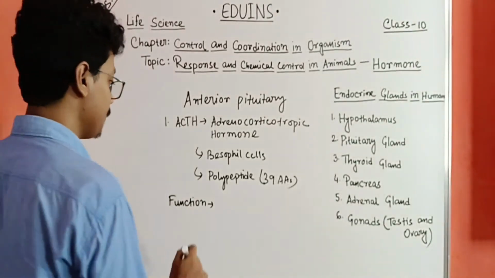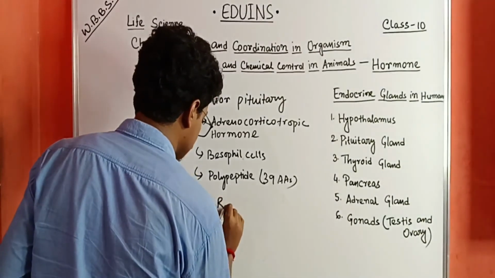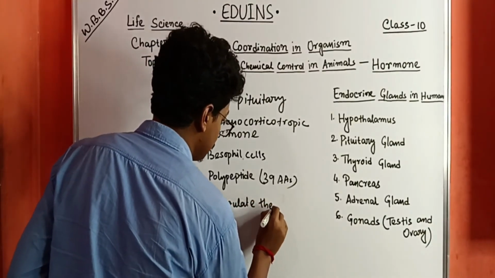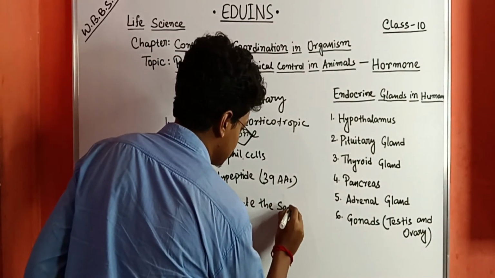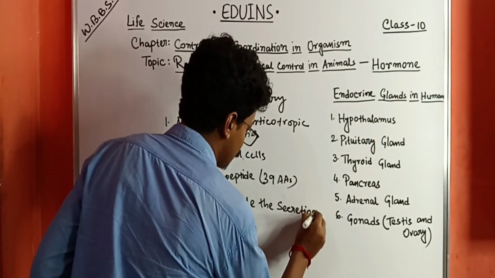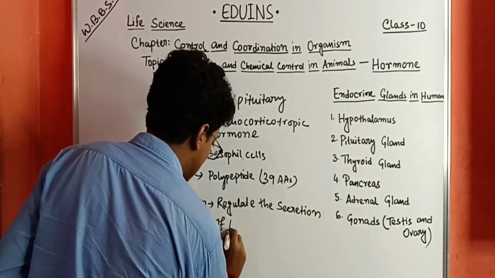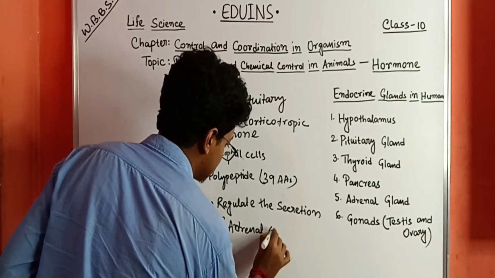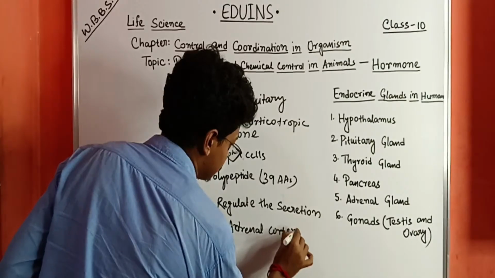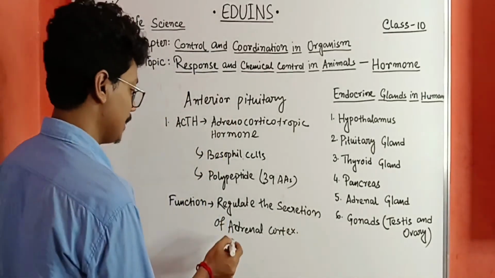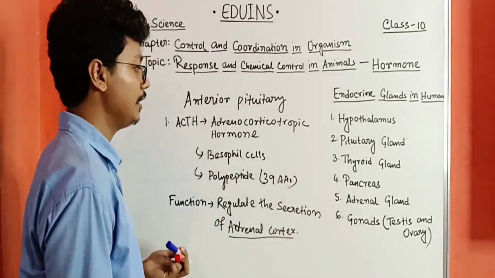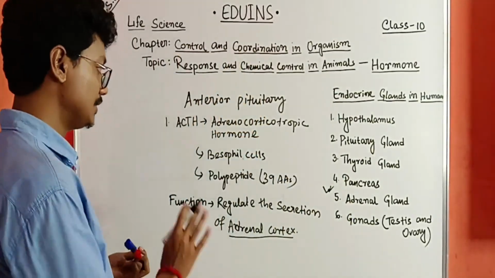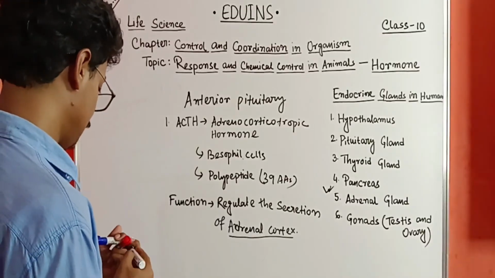ACTH mainly regulates the secretion of the adrenal cortex. Okay, this regulates the secretion of the adrenal cortex. What? This adrenal gland. This is the main function of ACTH.